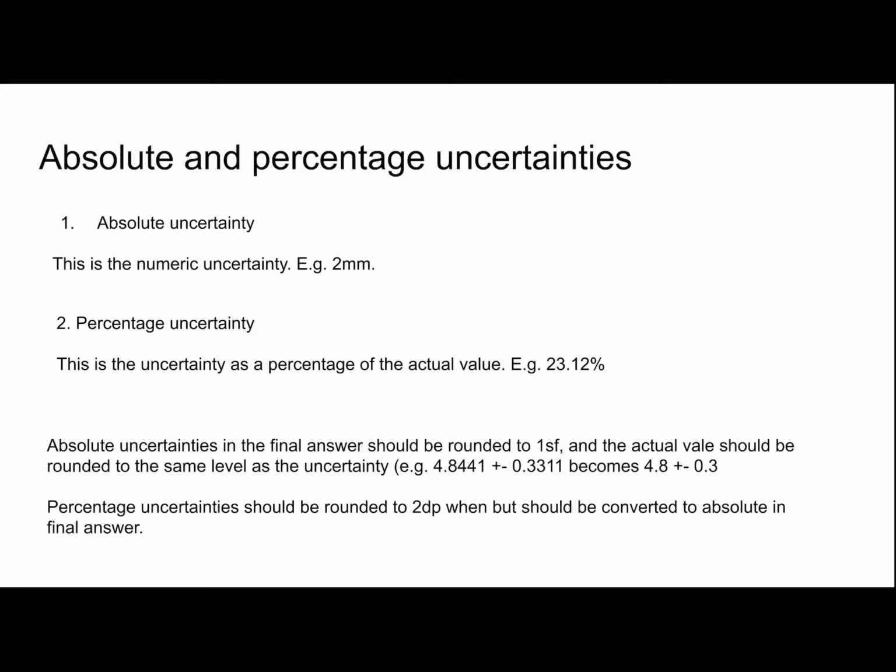Percentage uncertainty should be rounded to two decimal places when you're doing the calculations, but it should be converted back to an absolute uncertainty in the final answer. And when you convert it back to an absolute uncertainty, you have to remember to round it to 1SF and then round the actual value accordingly.